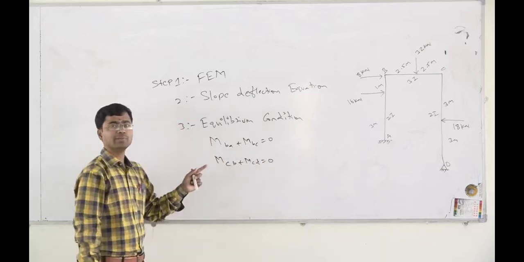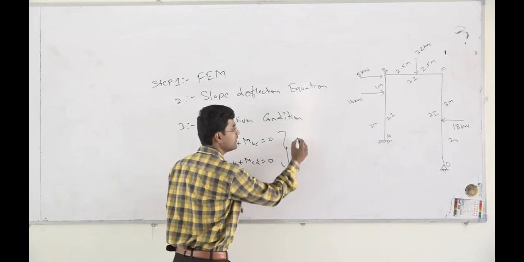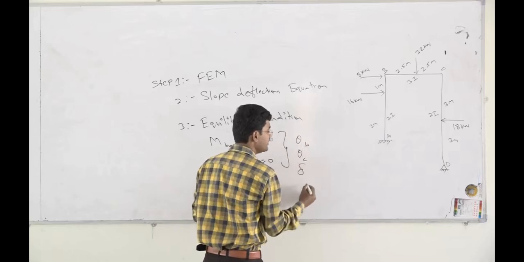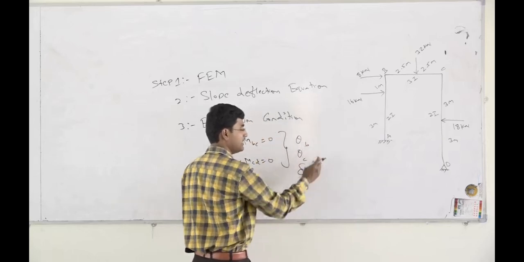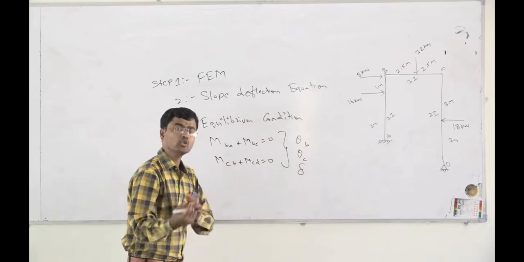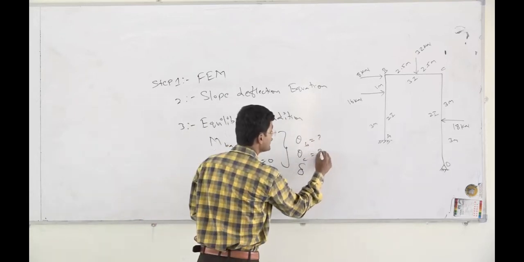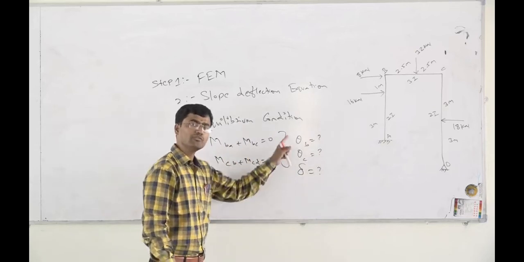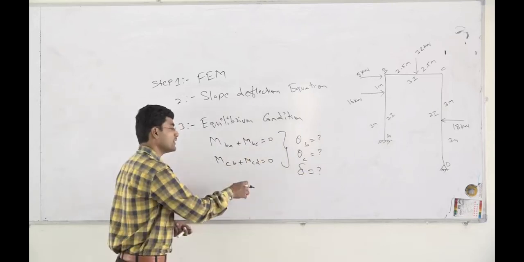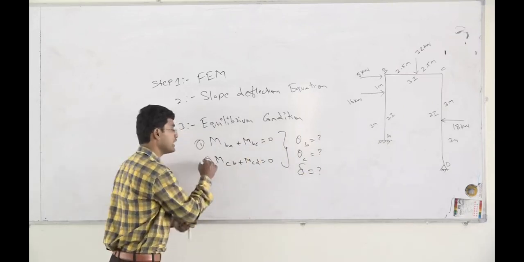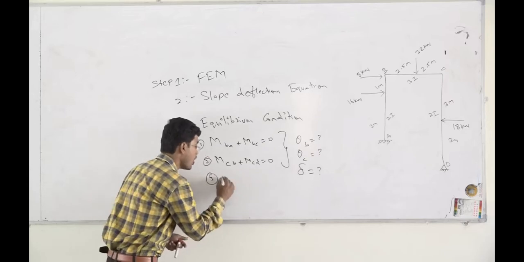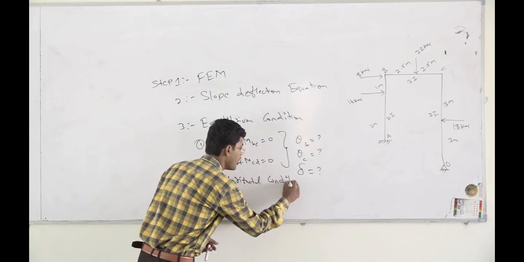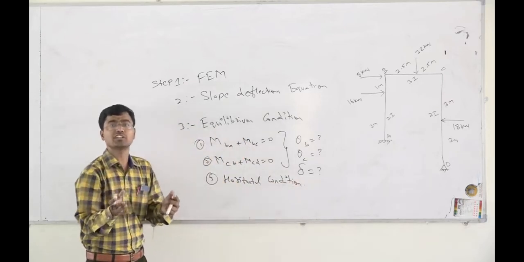Once you have written these equilibrium equations, from them we will find theta at B and theta at C. Similarly, we will find delta wherever we have sway analysis. Now you might say, sir, we have 3 unknowns: theta at B, theta at C, and delta. To solve such problems, we should generate one more equation. That one more equation will be the horizontal condition, or we call it the shear force or shear moment condition.